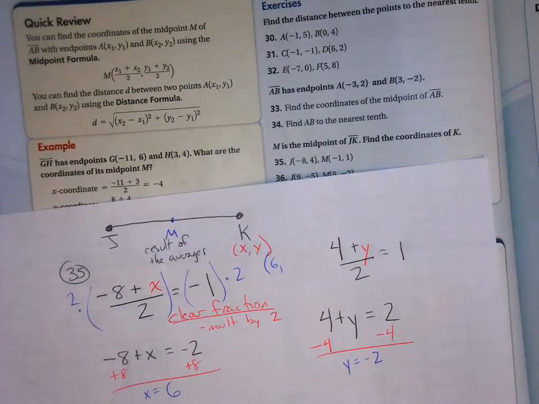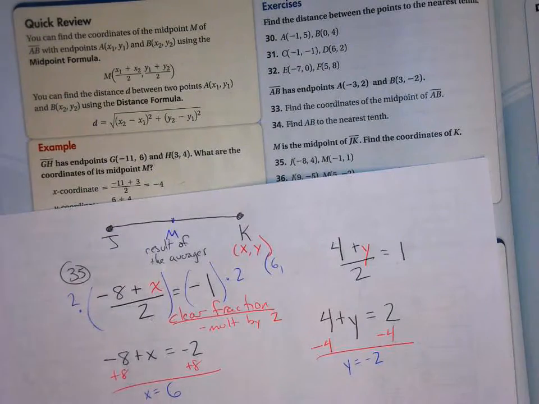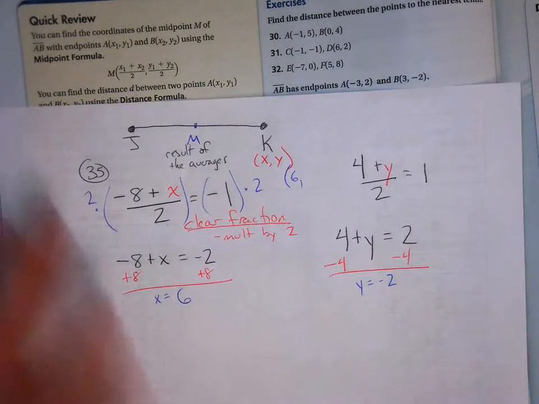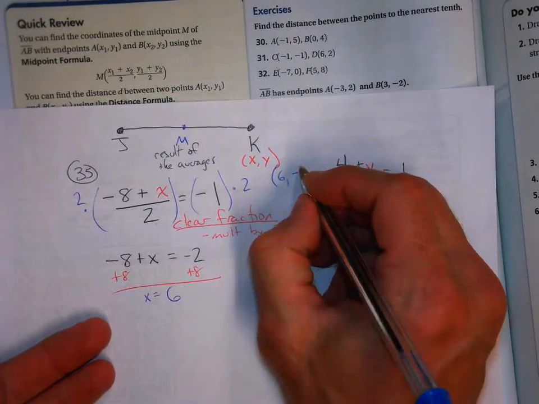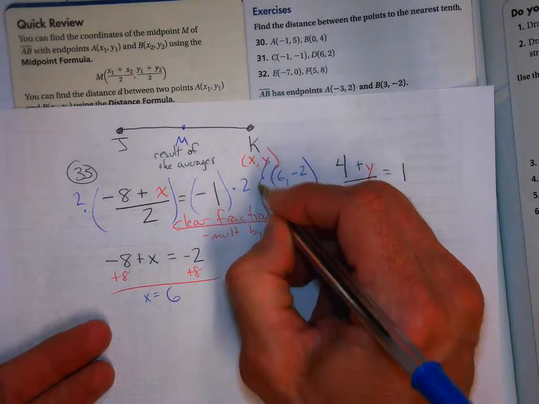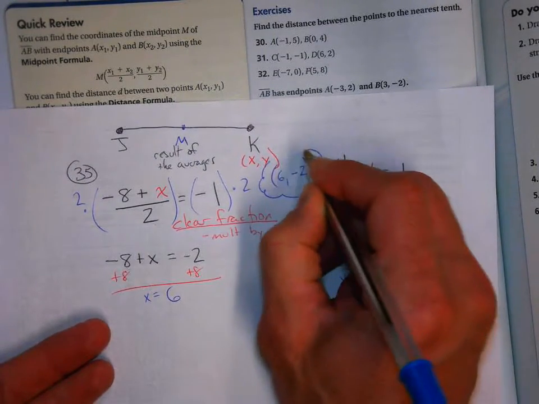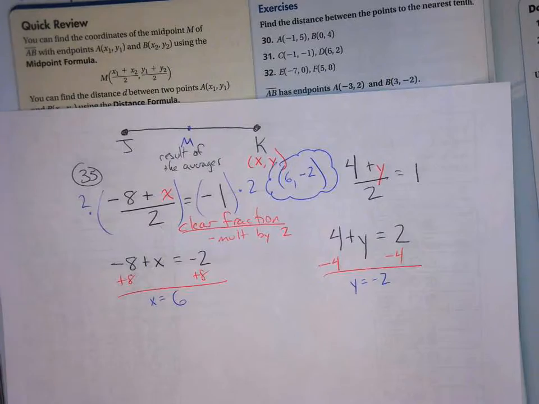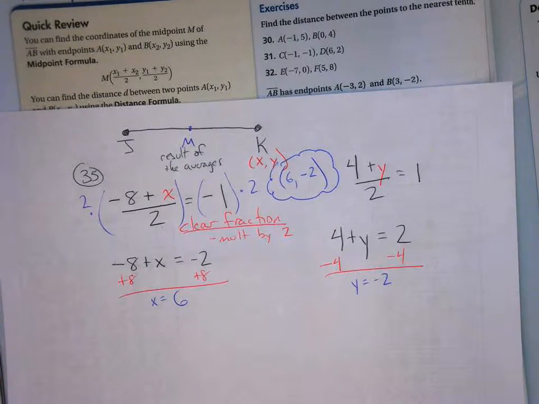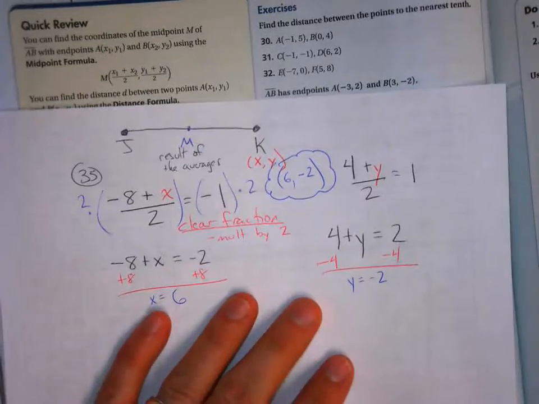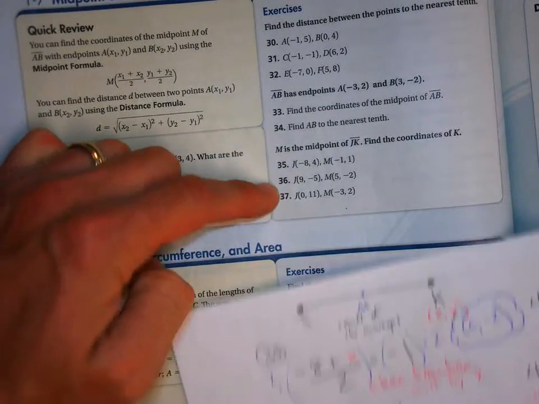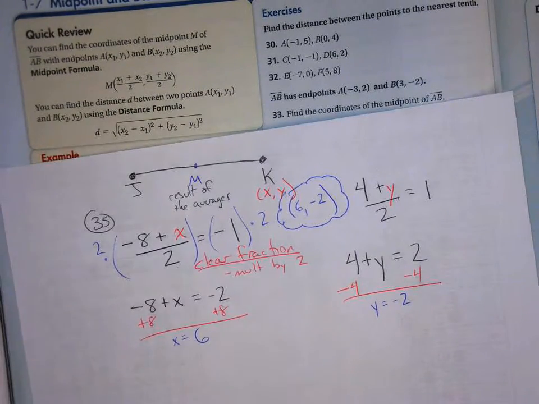So we found the y-coordinate of k, right? That's what we've just done. It's negative 2. So, voila. We have found 6 and negative 2. All right? So that's how we would use that process. I'm not going to work out 36 and 37 because it's the same process. It's all the same stuff.